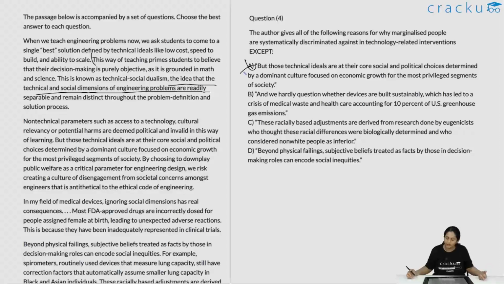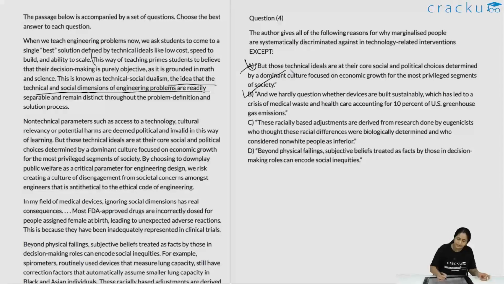And we hardly question whether devices are built sustainably, which has led to a crisis of medical waste and healthcare, accounting for 10% of US greenhouse gas emissions. Now, this is given as a criticism of how social factors were not considered in engineering development, but this is not about social inequality. This is just about the fact that the methods are not sustainable, and they are not sustainable for everybody, like for the poor, for the rich, for the marginalized, for the dominant. For everybody it is bad. So it's not a way in which the marginalized are affected and the dominant culture is not affected. This is not one of those cases. Here everybody is adversely affected. So this is not an example of discrimination as such.